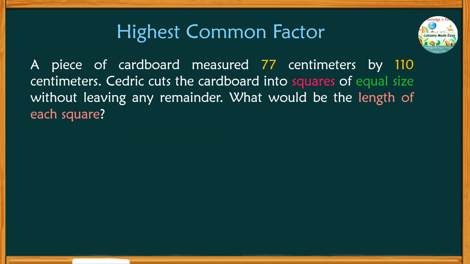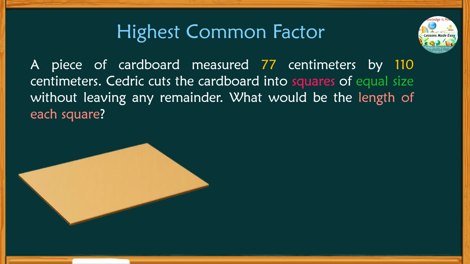To understand the problem better, let's have this illustration. Obviously, the cardboard as described is rectangular, measuring 77 centimeters by 110 centimeters. And if you're going to cut this into squares of equal size, this means we have to find the highest common factor of 77 and 110.